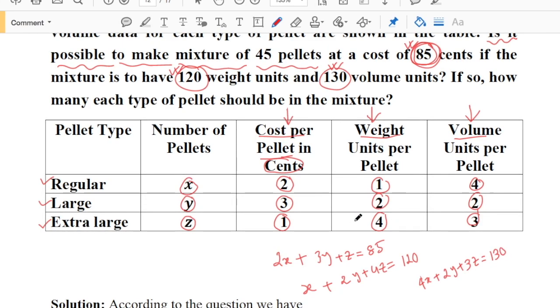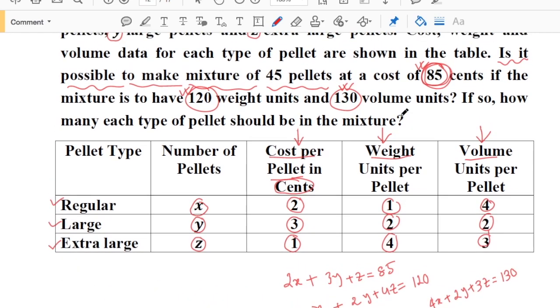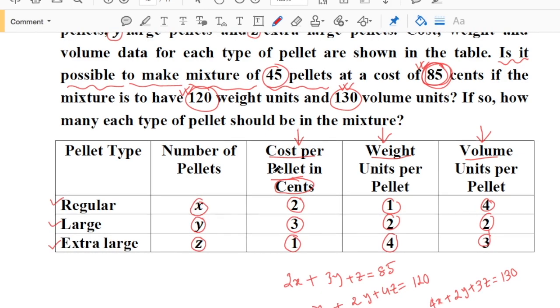So now you create a linear system from the given problem that contains three equations, and you need to check whether it is possible to make a mixture of 45 pellets or not. How can we do that?